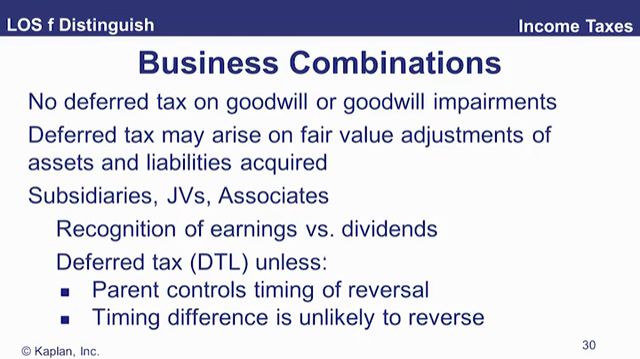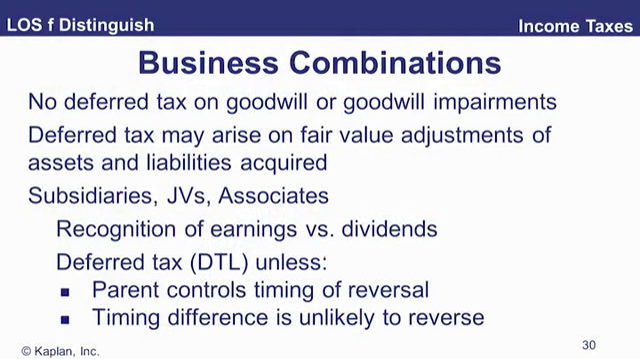Now, business combinations. Now, no deferred tax on goodwill or goodwill impairments. Okay, there's a fact to learn, essentially. Deferred tax may arise on fair value adjustments of assets and liabilities acquired. When we acquire a subsidiary or a joint venture or an associate, what we're meant to do is take their balance sheet assets and adjust them from book values to fair values. And all we're simply saying here is that can lead to deferred tax implications.